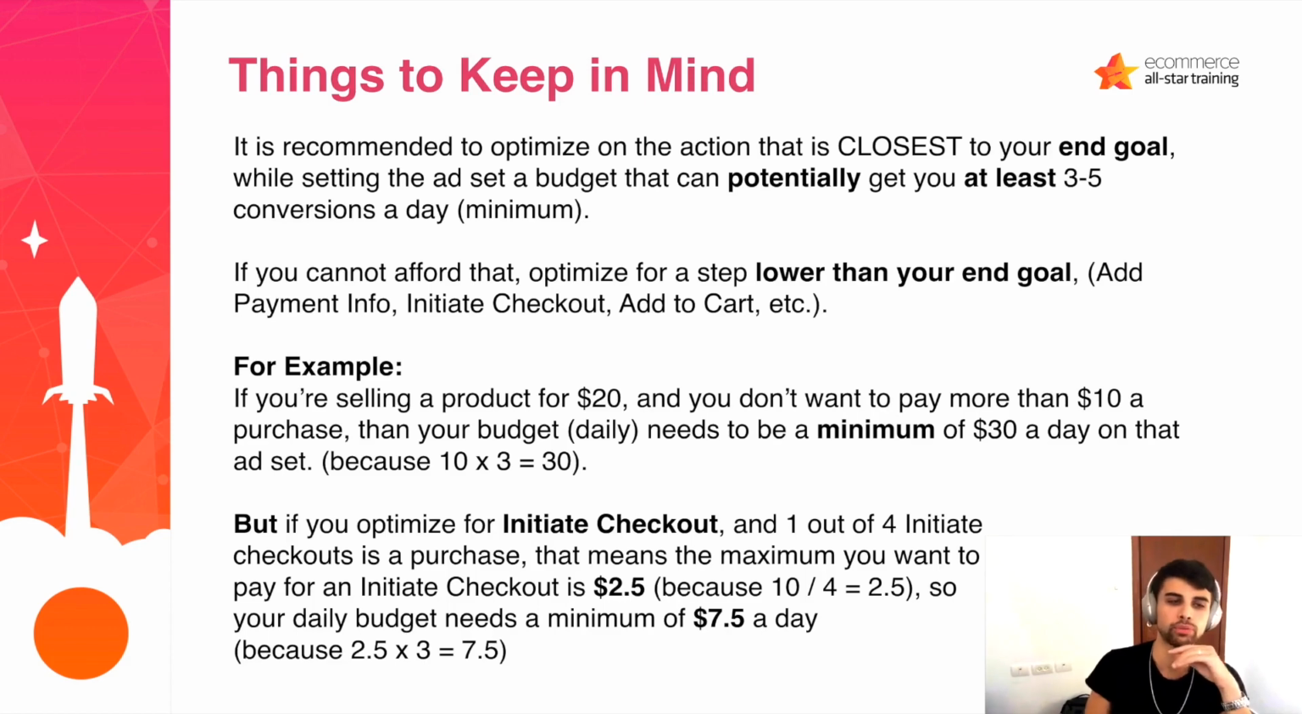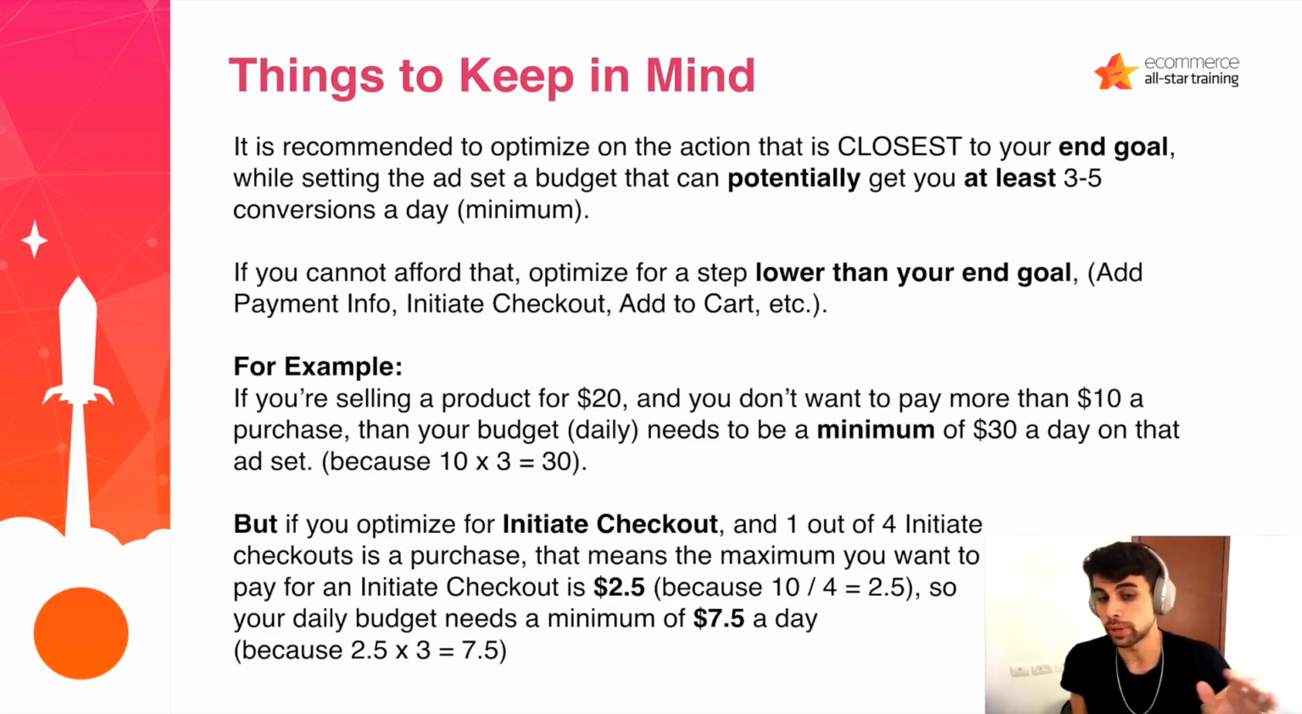If you're selling a $20 product and you don't want to pay more than $10 to sell, don't expect the ad to work well if you put a $5 a day budget. Because a $5 a day budget basically means you're only going to get potentially 1 conversion every 2 days. And that's not enough for Facebook to really work well or optimize. It needs to get at least a few of these conversions a day to really work efficiently.